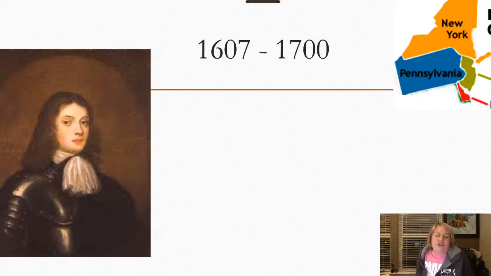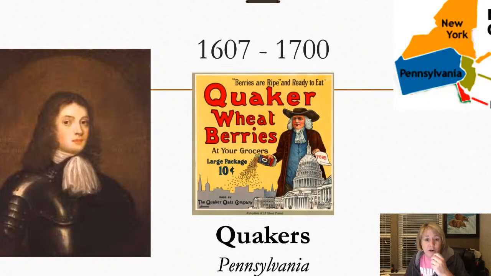All right. Let's talk a little briefly about the middle colonies. Now, the middle colonies are kind of a mix of motivated by economics and motivated by religion. William Penn is going to introduce us to Pennsylvania. He wants to create a haven for Quakers.